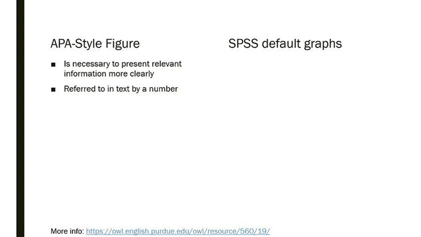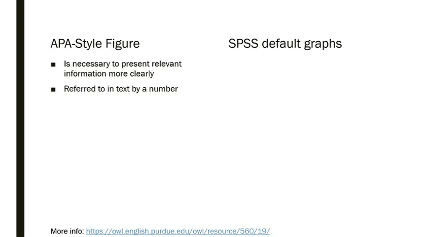The other thing that is absolutely required for figures in APA style is that you refer to them in the text of your document. Usually in the results section, but it does not have to be the results section. But it has to be referred to somewhere in the text by a number. So in other words, you need to have a sentence that says figure 1 shows, blah, blah, blah, whatever it shows.